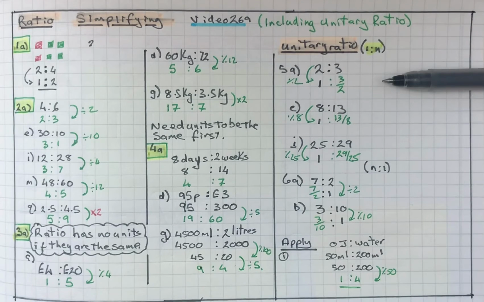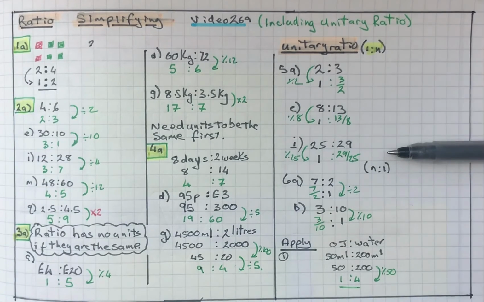For the second one, to write it as 1 to n, 8 to 13, I've got to divide both numbers by 8, so if the first person gets 1, the second person gets 13 over 8. We'll leave it as an improper fraction. The next one, 25 to 29, that simplifies to, if I divide both sides by 25, 1 on the left and 29 to 25 on the right.